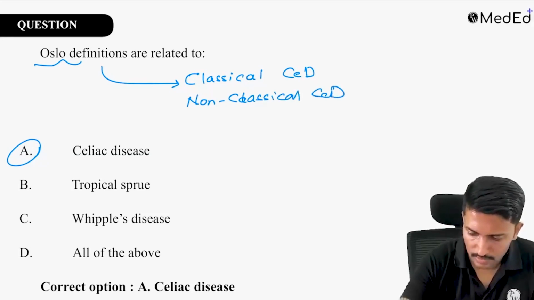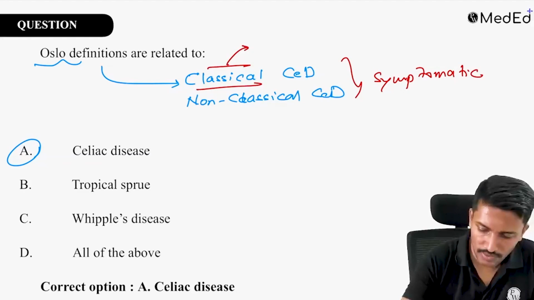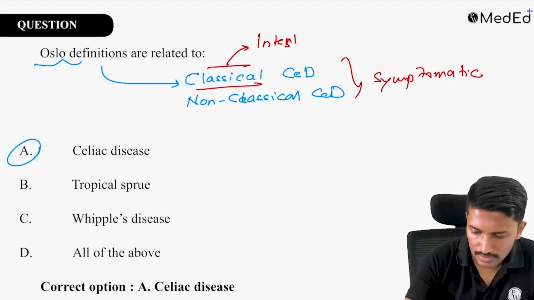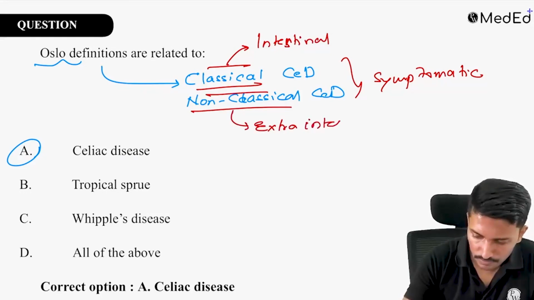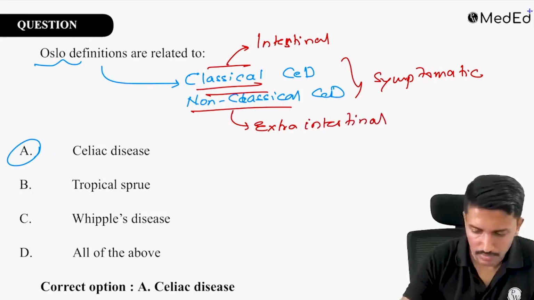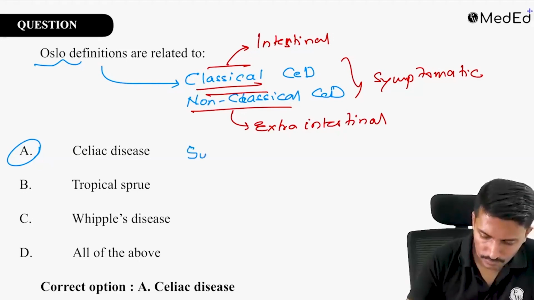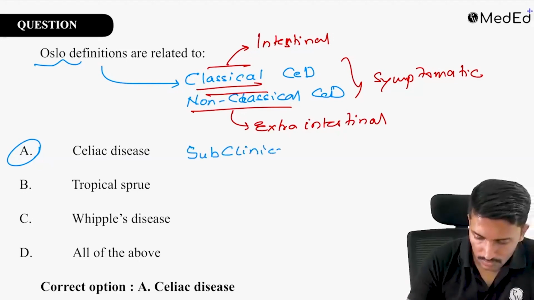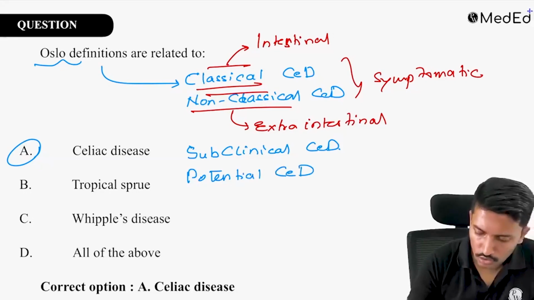Non-classical celiac disease. Both of these are symptomatic, where they have symptoms of celiac disease. You will call it classical when they have predominantly intestinal symptoms, and you will call it non-classical if they have extra-intestinal symptoms. Then we have a category called subclinical celiac disease, and then you have potential celiac disease. So there are 4 types of celiac disease according to the Oslo definitions.